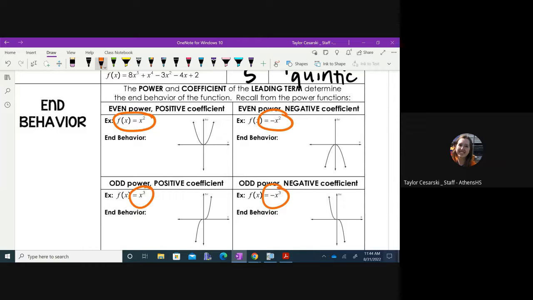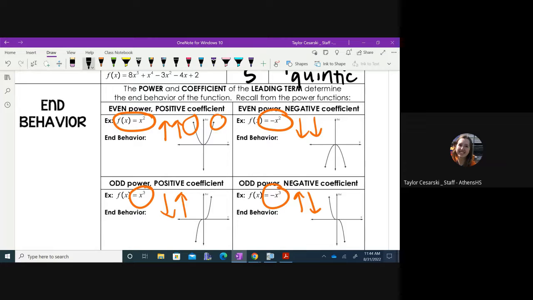Now x squared, we're talking about what's happening on the ends of the graph. So it's going up, up. Negative x squared is down, down. Positive x to the third is down, up. Or sorry, that's positive x to the third if I didn't say that. And then negative x to the third is up and then down.